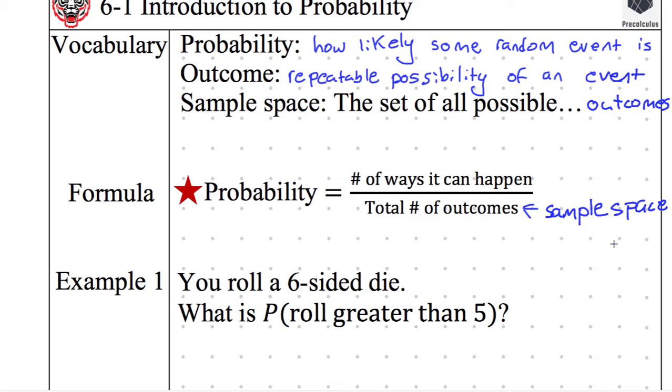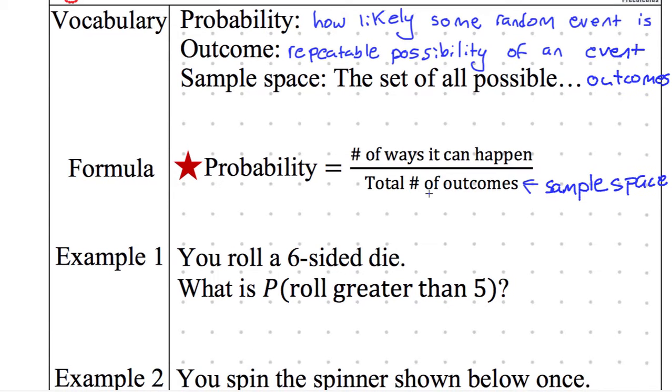But number of ways it can happen. So if I say I need to roll a 6, there's only one way I can roll a 6, and it's by rolling a 6. So the number of ways it can happen might be 1, it might be 3. It could be 3 if I say I want to roll a 4 or higher. So 4, 5, or 6, there would be 3 ways it can happen.